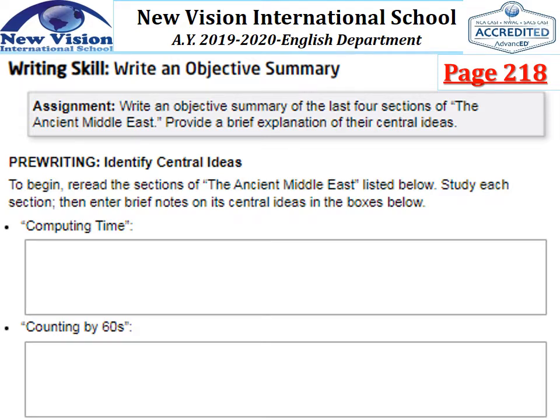The instructions are to begin, reread the sections of The Ancient Middle East listed below. Study each section, then write brief notes on its central ideas in the box below. You have the 4 sections. The first one, computing time, counting by 60s, lunar eclipses, and a famous number. Take your time, start writing your central ideas for the 4 sections now.